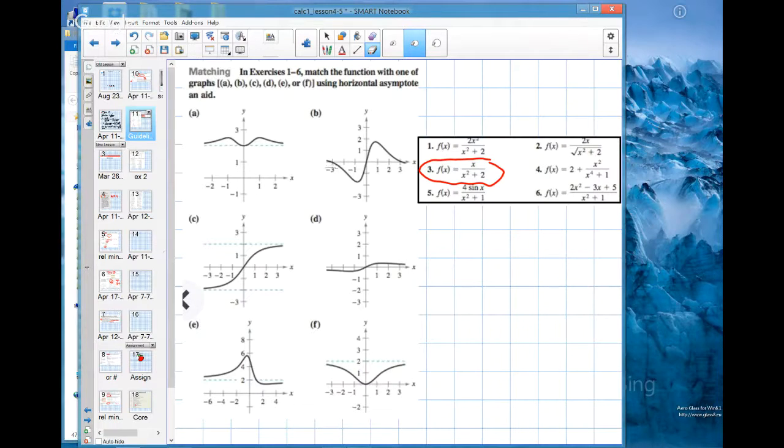Which one in the book seems to approach 0 on the right? Actually, it looks like B or D. But now, what happens as x approaches negative infinity? Well, it's going to be the same thing. It's going to go to 0, but it's going to be on the negative side. So which graph appears to approach 0 to the right from the top? And that would be, again, it looks like either B or D, right?